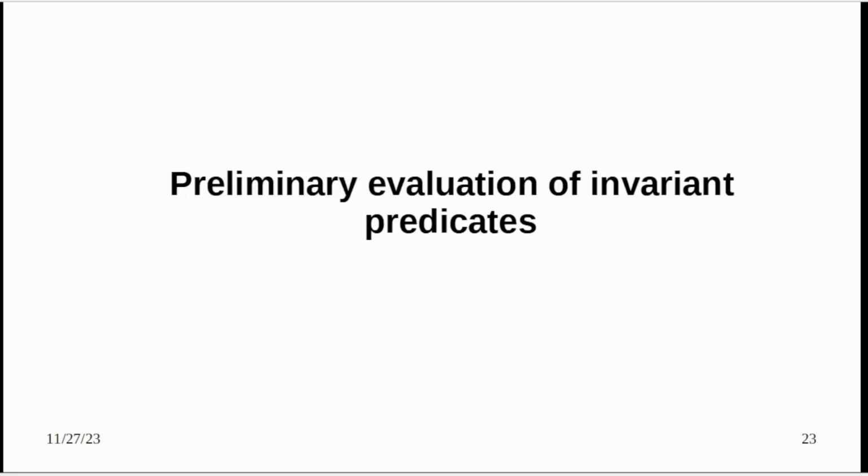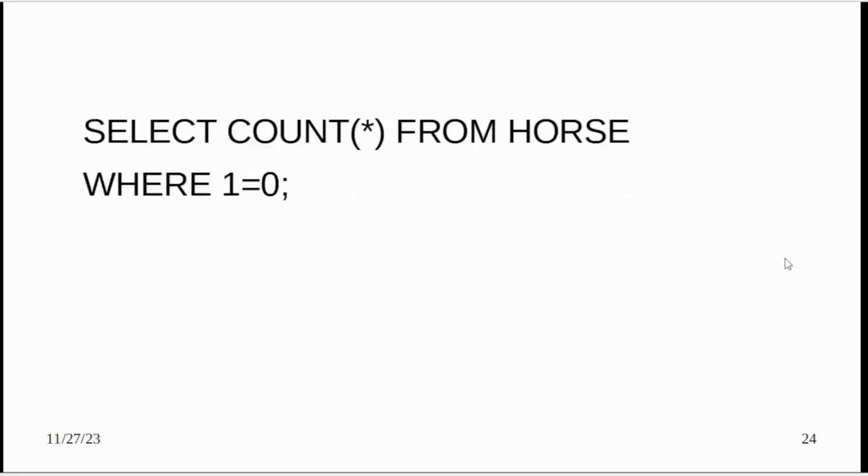Improvement number 4, preliminary evaluation of invariant predicates. Well, it has a pretty complex name, but in fact, this is pretty simple for the users, of course. Imagine we have this query. These types of queries are usually built by some automatic tools or dynamically built queries. And this type of condition means I don't want to execute this query.